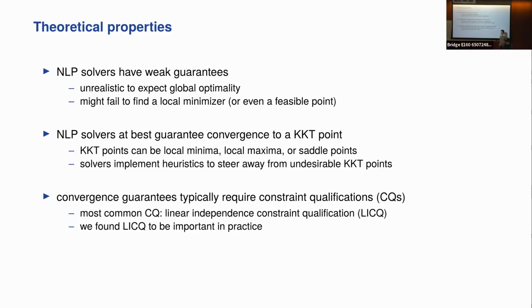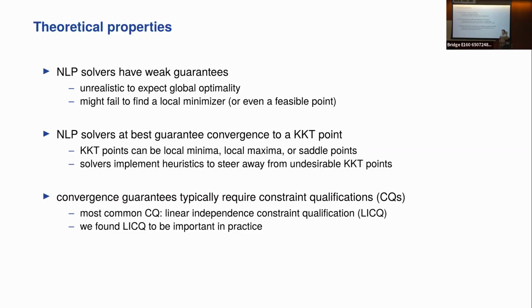But of course, we don't want to converge to a local maximizer. We don't want to converge to a saddle point. So these solvers for nonlinear programming implement different heuristics that steer away from undesirable KKT points. But of course, we can't really prove that they will converge to local minima.